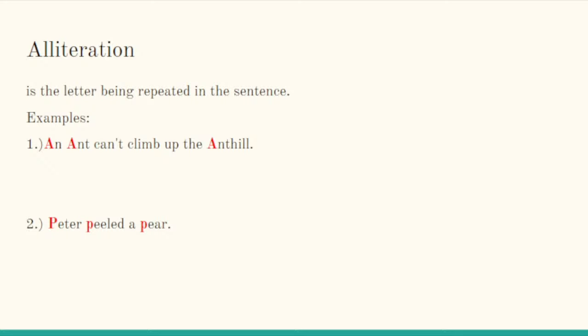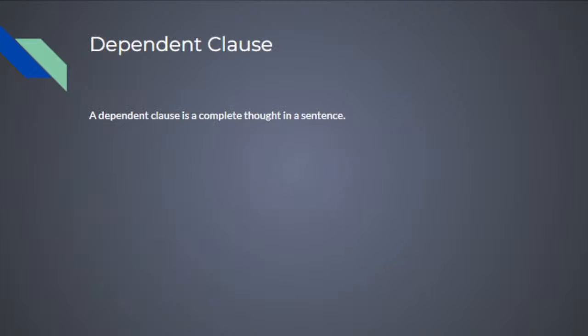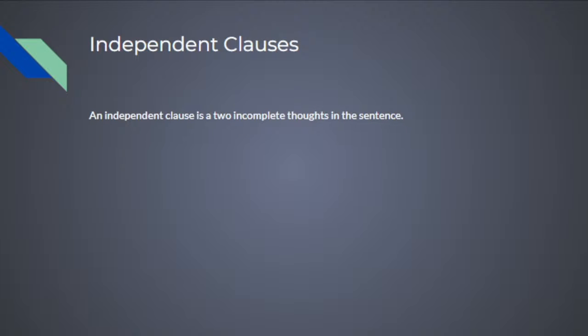Second, Peter peeled a pear. And the letter P is the alliteration in the sentence. Next are dependent and independent clauses. First, a dependent clause is a complete thought in a sentence. Examples: hello, I'm going to the beach. Do you want to come along? Second, I am not a chicken. I'm a human. Now, next, an independent clause is an incomplete thought in a sentence, such as the examples.